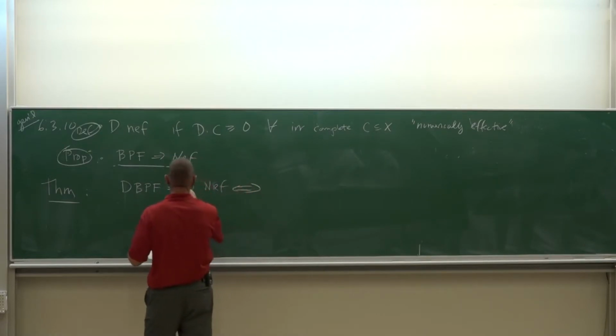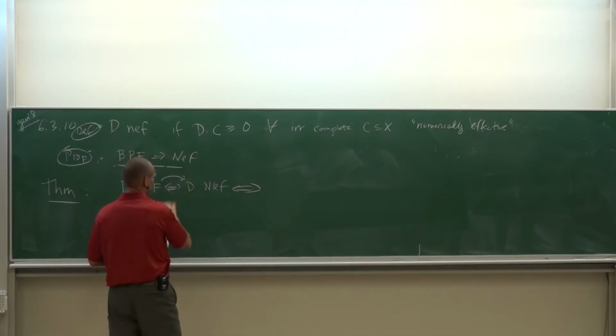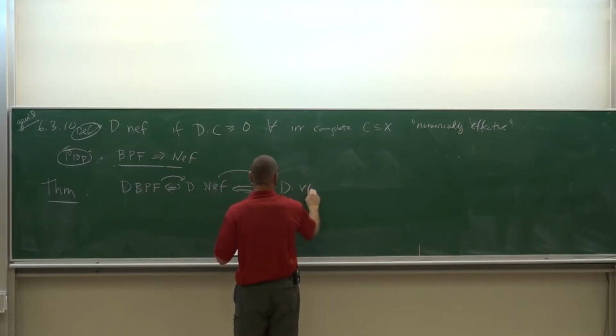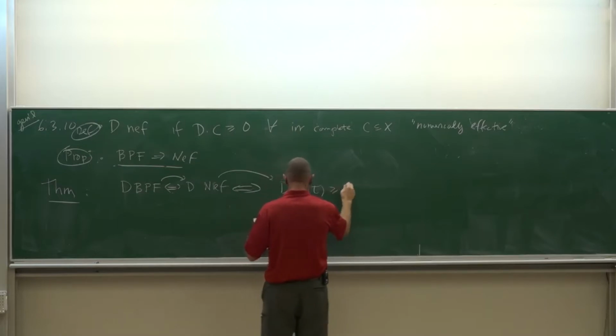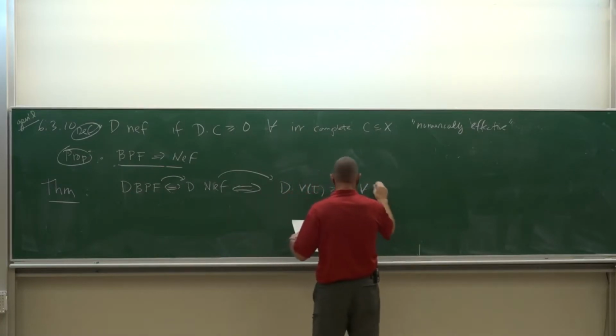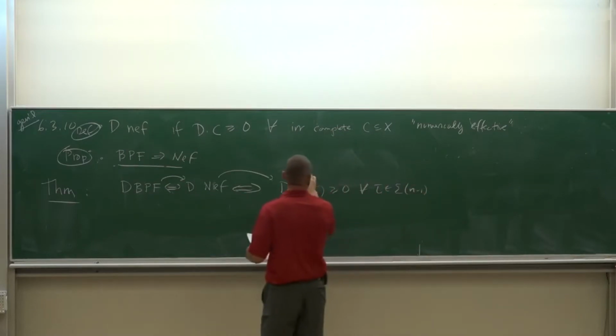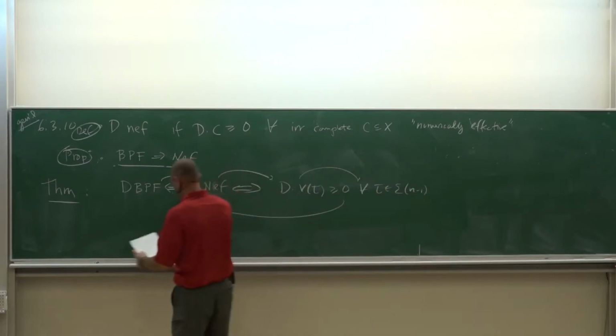Actually, these are if and only ifs. This one is from there. This one is going to come from D dot V of tau greater than or equal to 0 for all tau an element of sigma n minus 1. So to prove this, we go like this, and like this.